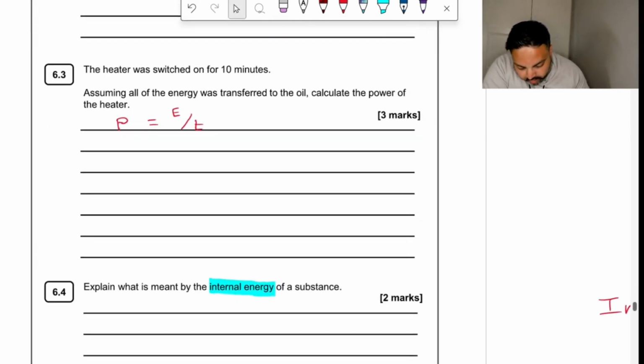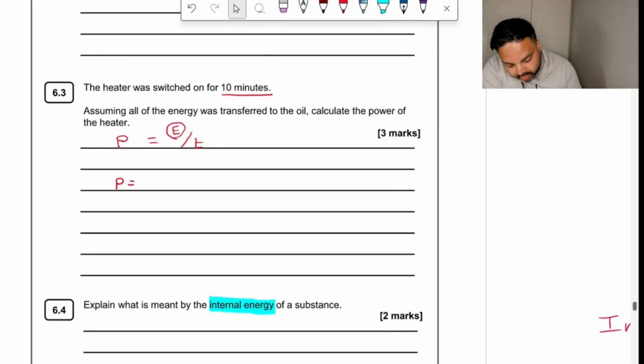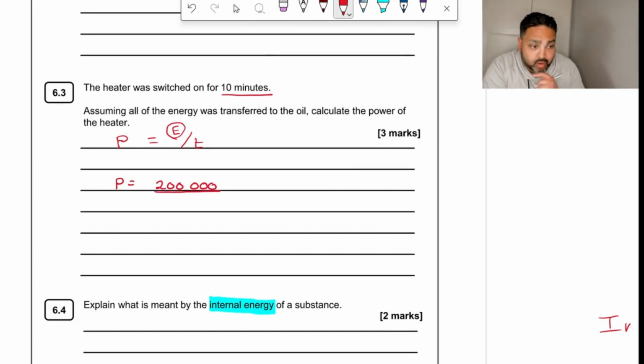So, next one. The heater was switched on for 10 minutes. Again, we're back to our same thing. Energy is going to be from the previous question, which is 200,000. And what do I divide by? Because I know now that I definitely don't divide by 10. What do I divide by?